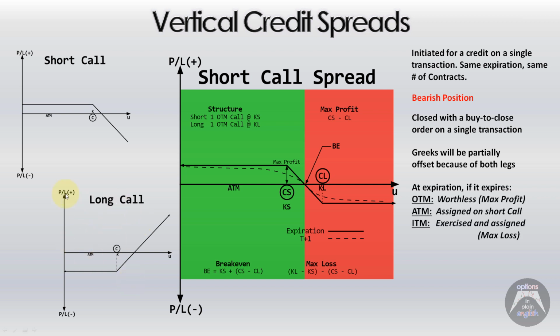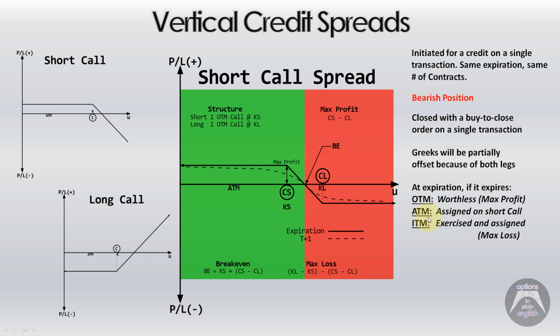At expiration, we're going to talk about at expiration. If it expires out of the money, which would be in this area, anything that's below the strike price of the short call, the spread is going to be worthless. So you're going to keep your max profit, which is going to be the credit that you received.